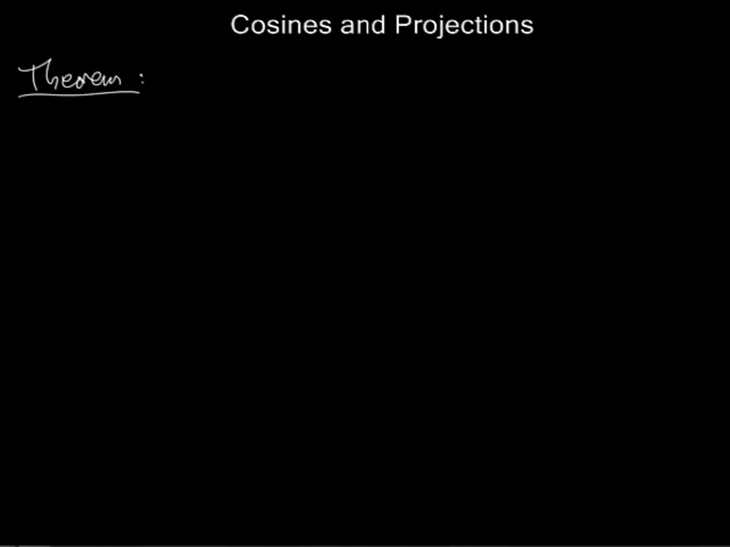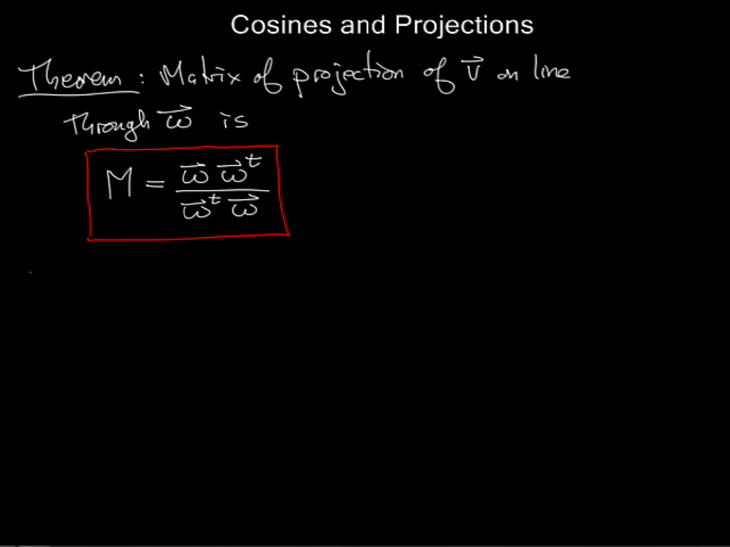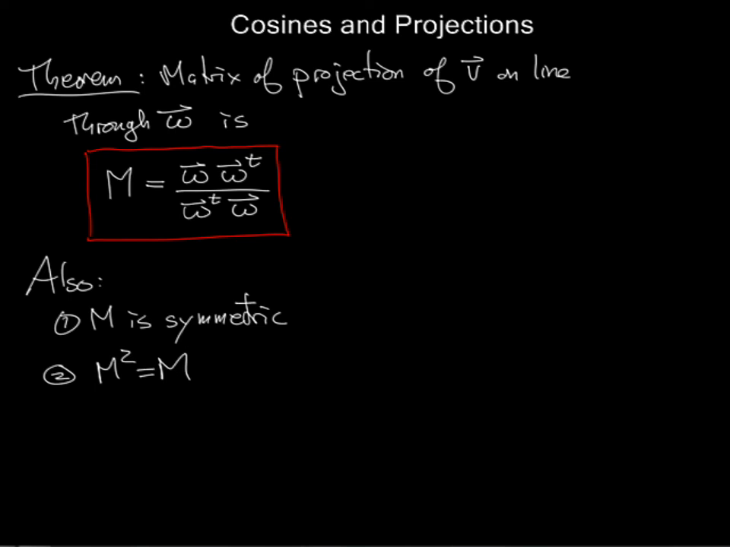And so let's state the theorem now. The matrix of a projection, which is to say you want to project a vector v onto a line through a given vector w, the matrix of this operation is w w transpose over w transpose w. And I'm also going to state that this matrix is symmetric, and it satisfies the property that when you square it, you get itself again. M squared is equal to M.